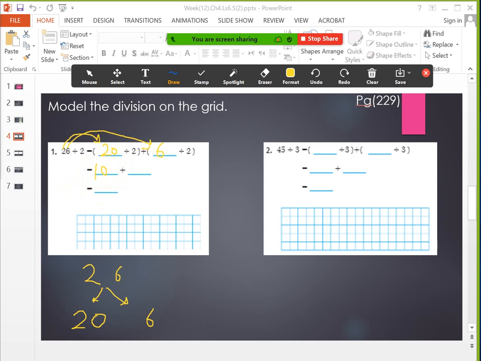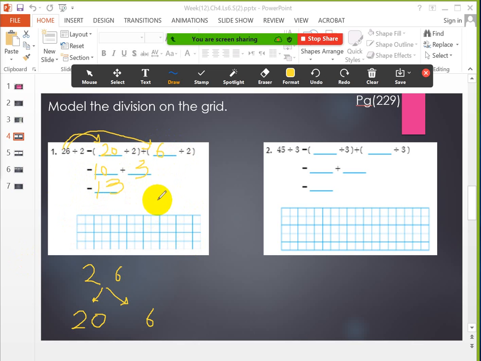Now, yes, Rimas, 6 divided by 2 equals what? What's the number that I will multiply with 2? The answer will be 6. 6 divided by 2 equals 3. Very good, Rimas. Your answer is correct. It's 3 because 3 multiplied by 2 equals 6. Now 10 plus 3 equals 13.